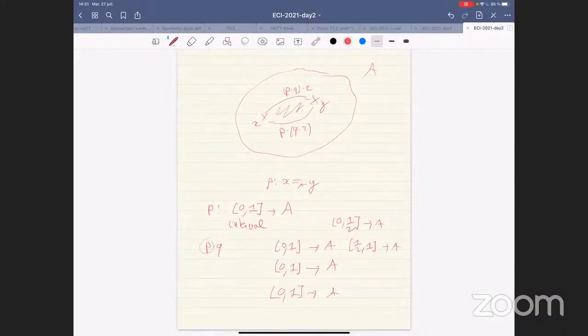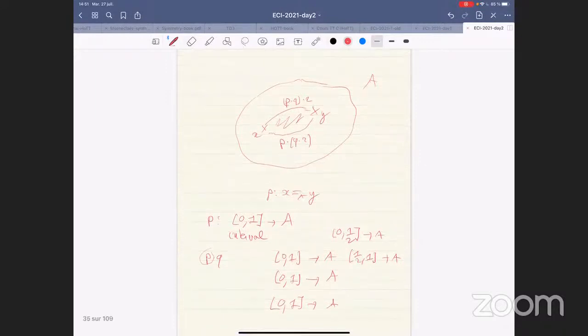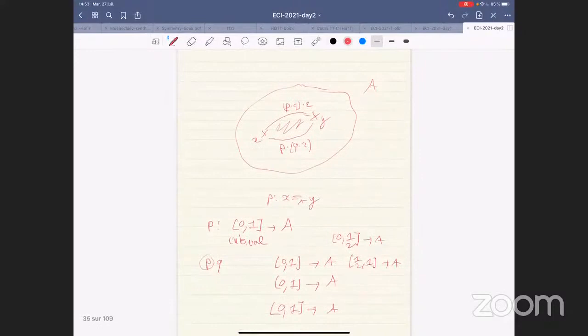Okay, and of course you need to make sure that the endpoint of P coincides with the starting point of Q. So you see that you need to reparameterize, and when you do P.Q.R, it means that you give 1/2 here, and you give 1/2 here. Okay, but again, you give 1/2 for P.Q. So in the end, you give 1/4 to P and 1/4 to Q.